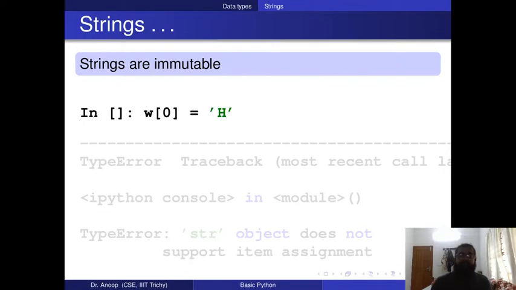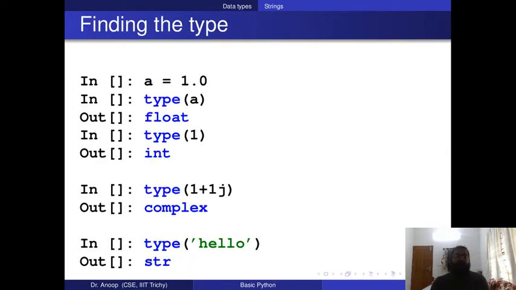Okay, so finding the type, we have already seen: a = 1, type of a is int, type of 1.0 is float, type of 1 plus 1j is complex, type of 'hello' is string.